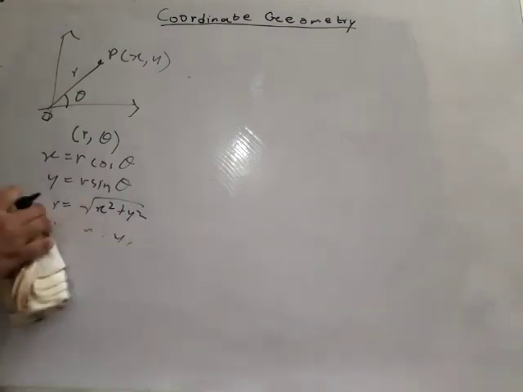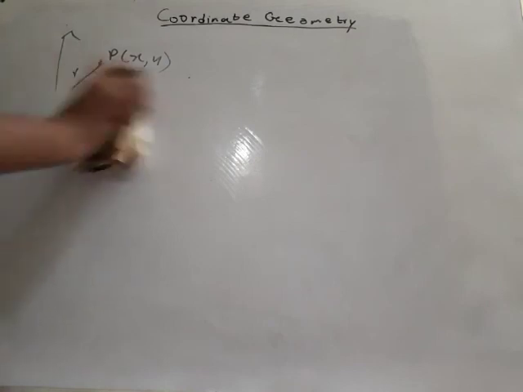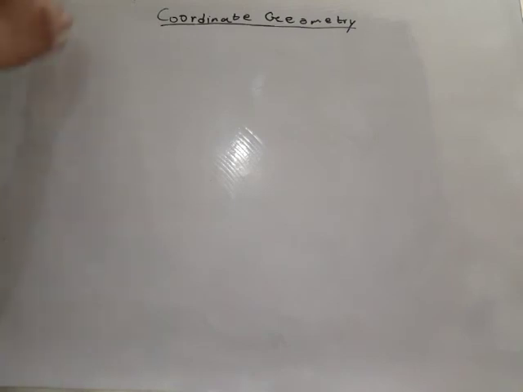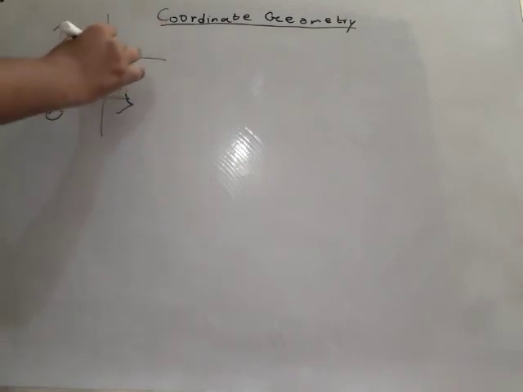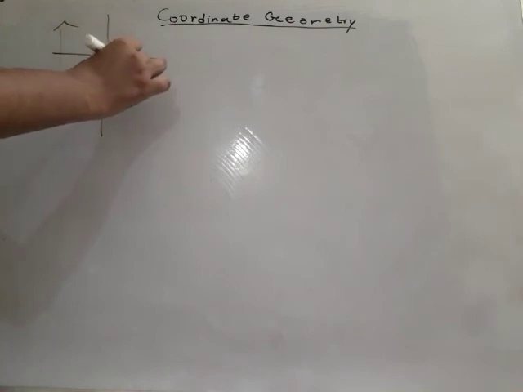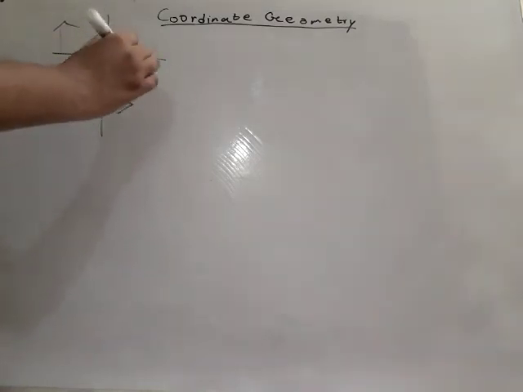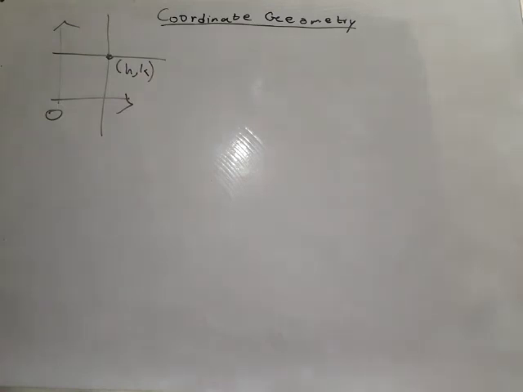Polar coordinates is over. And now the last topic, shifting of origin and rotation of axis. Let the origin was at O and it is shifted to a point, sorry, not capital X and capital Y, take h comma k. And we have been told to find the new coordinates of a point P, x and y.